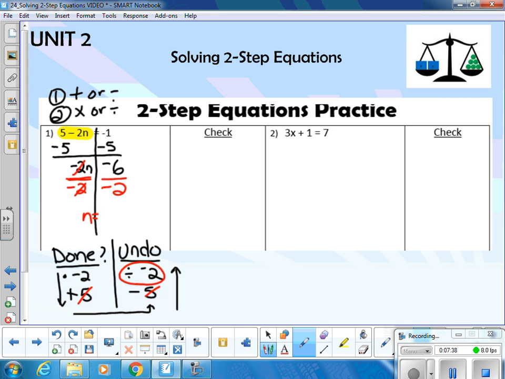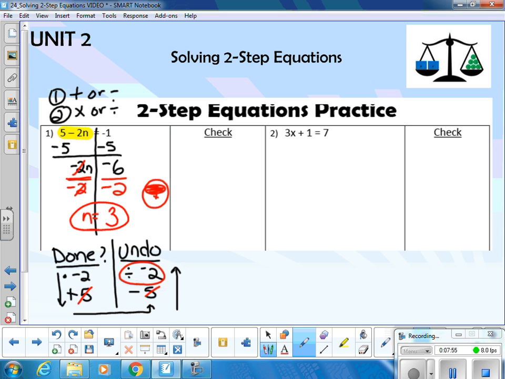A negative divided by a negative. Remember your integer guy. If we have a negative divided by a negative, all that's left is a positive. 6 divided by 2 is 3. So my answer is n equals 3.